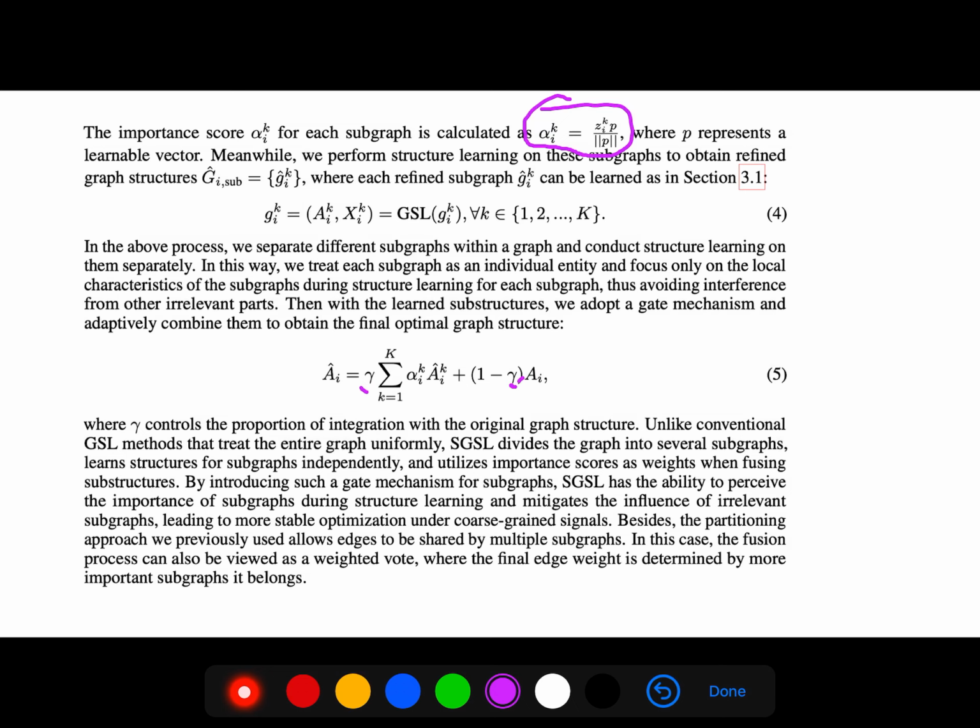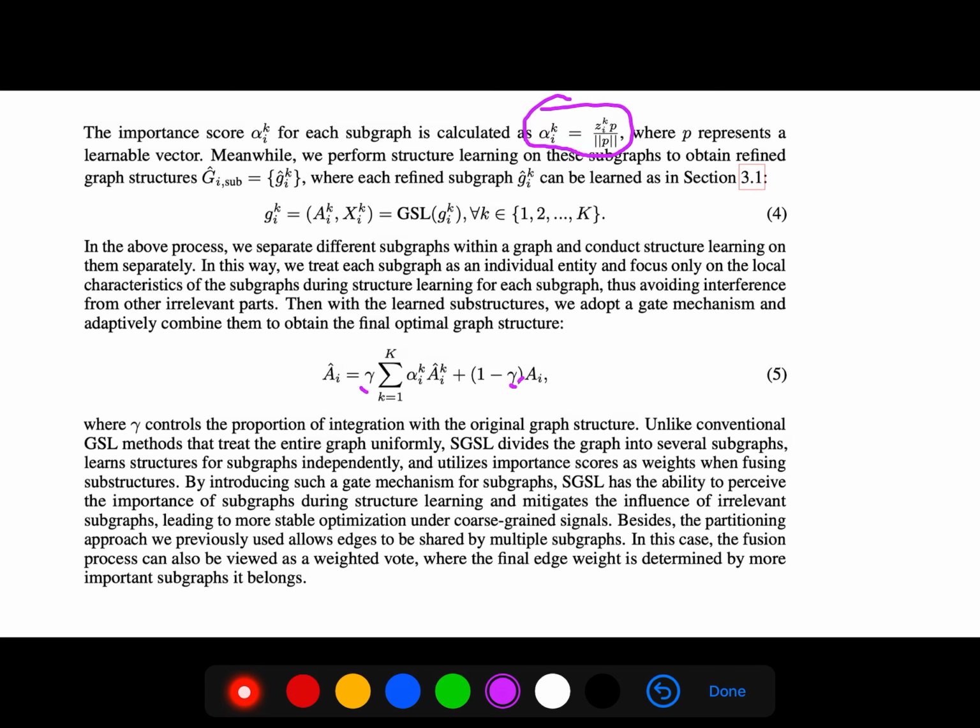Unlike conventional GSL methods that treat the entire graph uniformly, SGSL divides the graph into several subgraphs, learns structures for subgraphs independently, and utilizes importance scores as weights when fusing substructures. By introducing such a gate mechanism for subgraphs, SGSL has the ability to perceive the importance of subgraphs during structural learning. It mitigates the influence of irrelevant subgraphs, leading to more stable optimization under coarse-grained signals.